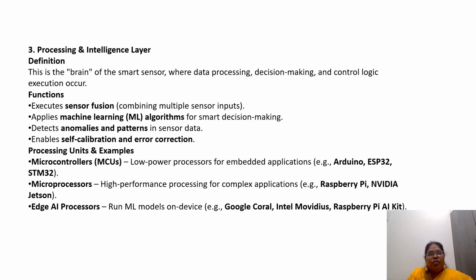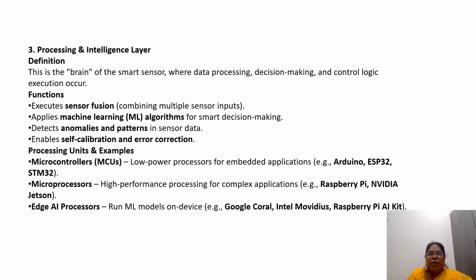So what are the functions used in this processing? It executes the sensor fusion. If you have multiple sensors, it will execute which sensor is needed. So the controller will decide which sensor is needed right now, and that particular sensor will be enabled.